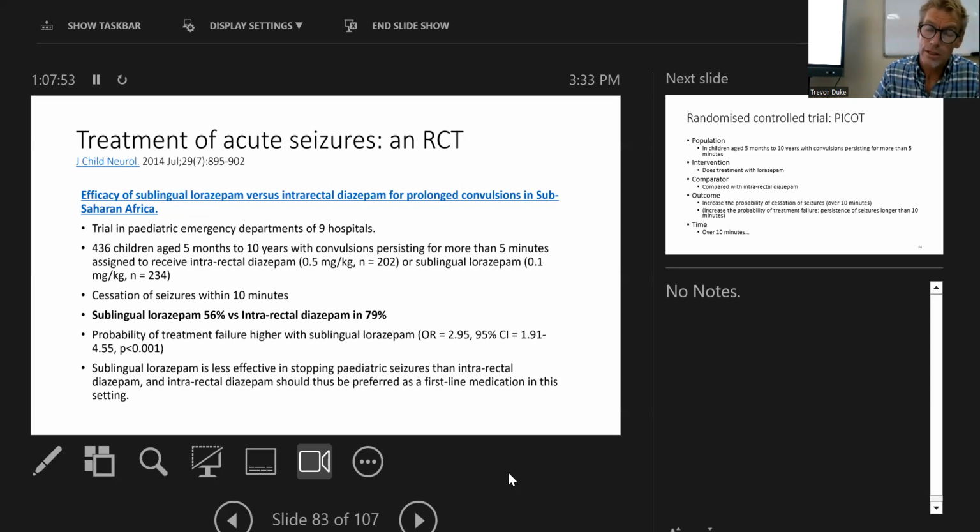Okay. So they concluded that sublingual lorazepam was less effective in stopping seizures than intrarectal diazepam, and so therefore you'd prefer giving rectal diazepam. That's all. Yeah. Okay.